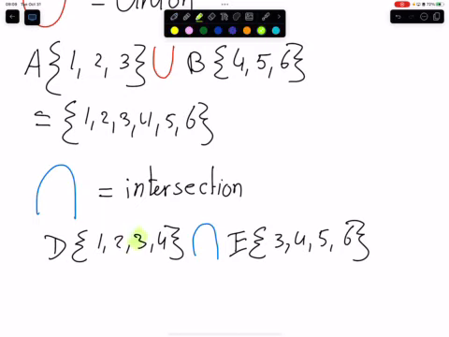I see a 3 in this one, and I see a 3 in that one. I see a 4 in D, and I see a 4 in E. So my answer to what is the intersection of set D and E? Simple, 3 and 4. Both sets contain those two numbers. The intersection.